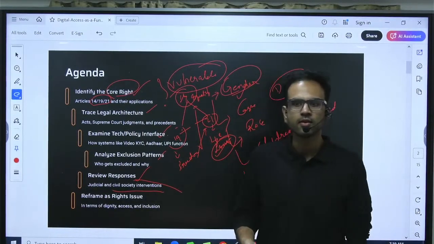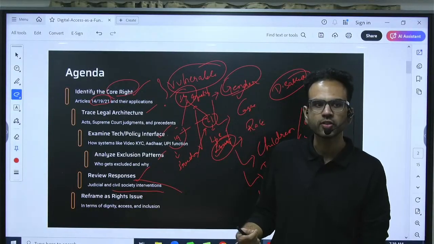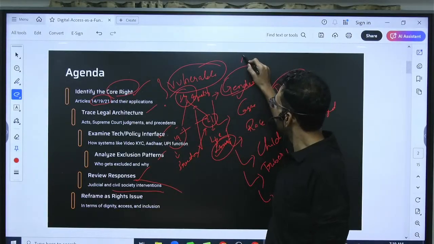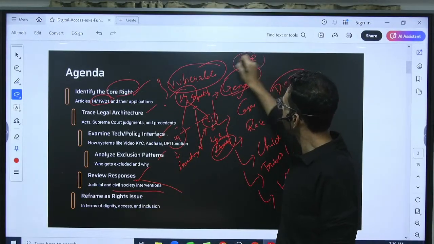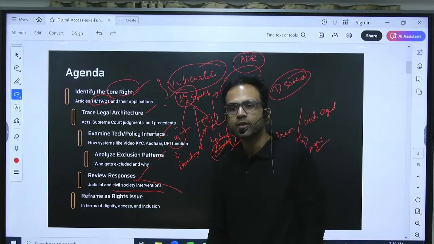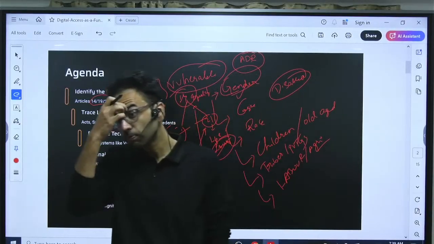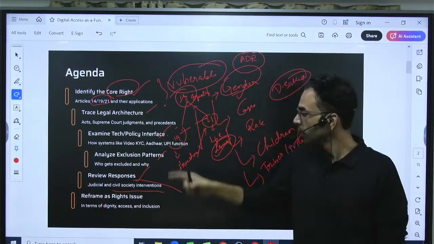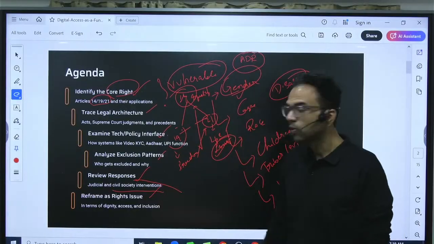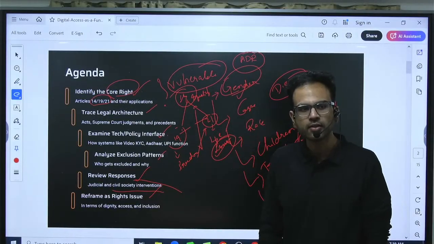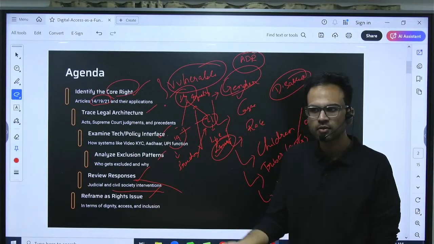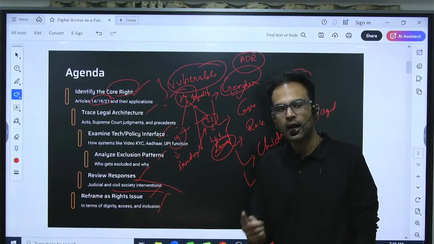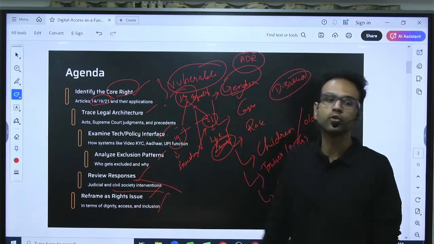There is a civil society organization called the Association for Democratic Reforms. You will notice this ADR in a lot of issues associated with the RPA, Representation of People Act. It will be dealt with in your polity classes. I'm just giving you context. Okay. So once you understand all these parameters and the problems that are there, then you can reframe this as a rights issue. Ultimately, the purpose is dignity, access, and inclusion.